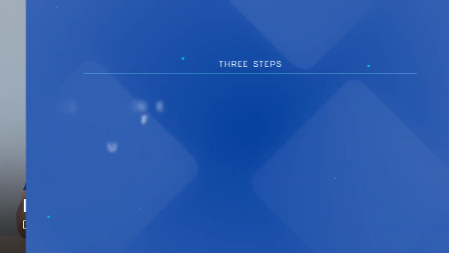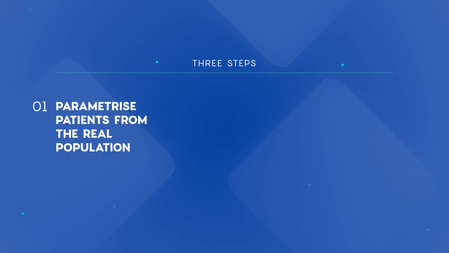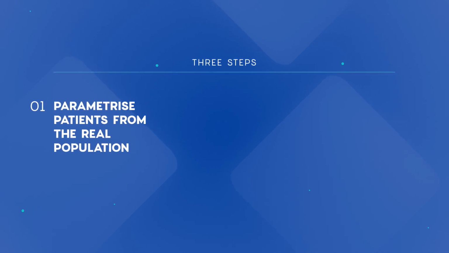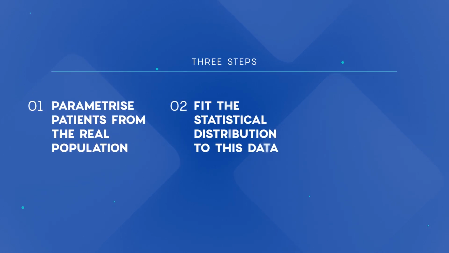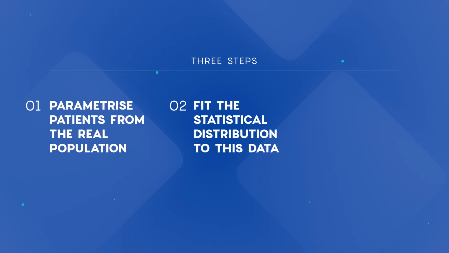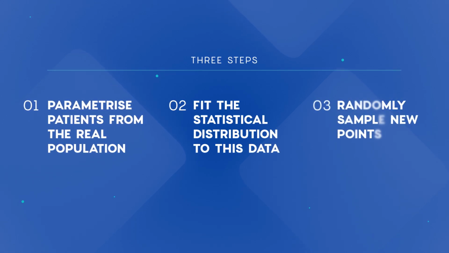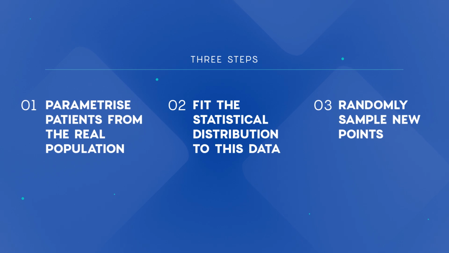To create a virtual patient cohort with the same properties as the real population, we have to go through 3 steps. First, parameterize patients from the real population. Second, fit a statistical distribution to this data. And the last one is randomly sample new points from the fitted distribution.